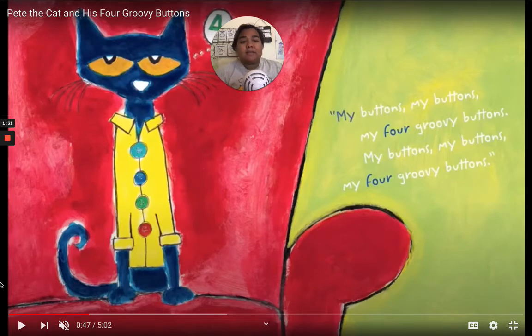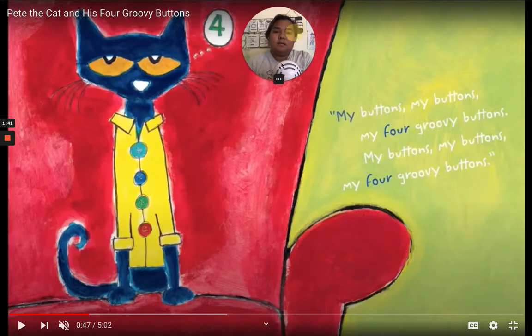My 4 groovy buttons. My 4 groovy buttons.